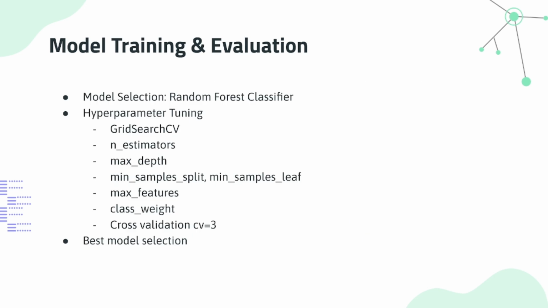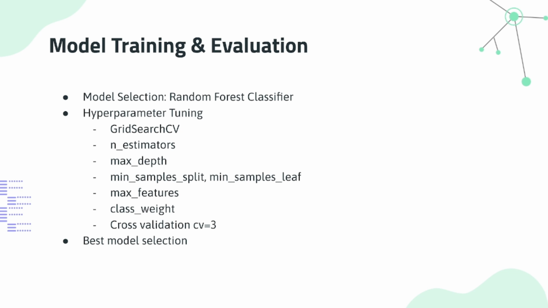So for our model training and evaluation, the cleaned and resampled dataset was divided into training and testing subsets using an 80-20 train test split. A random forest classifier was selected as the base model due to its robustness and interpretability. A comprehensive grid search with cross-validation was conducted to identify the best hyperparameters, and the parameter grid included various options for the number of estimators, tree depth, splitting criteria, and class weighting strategies to handle class imbalance effectively.